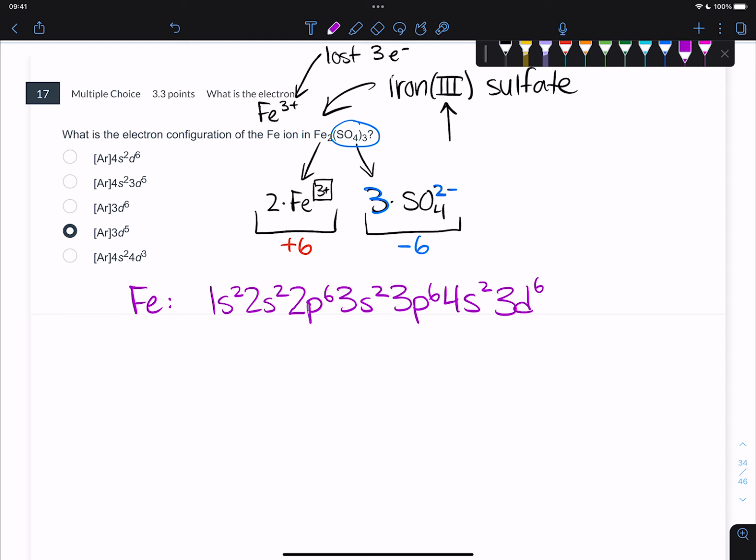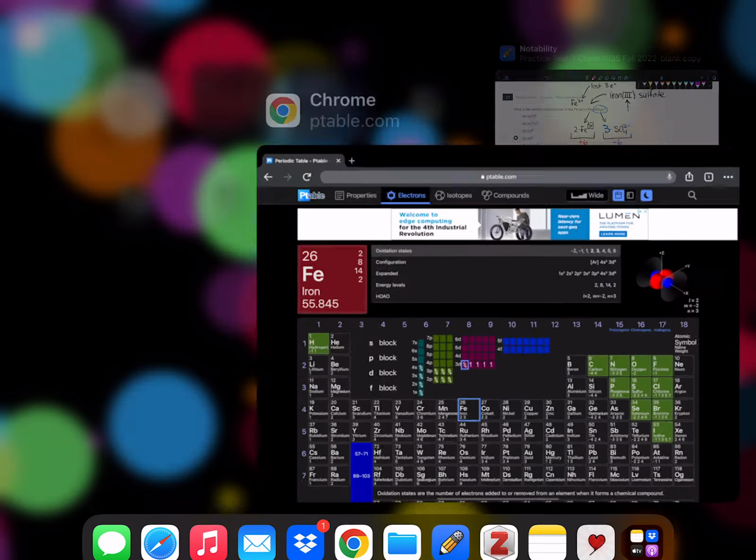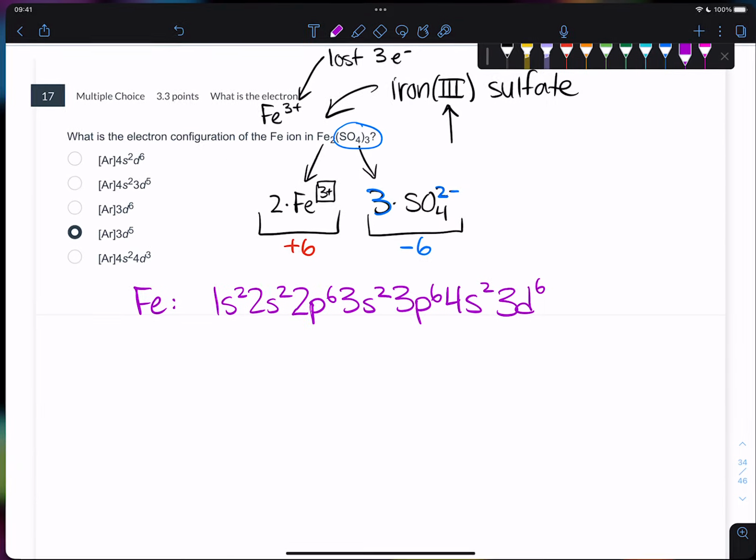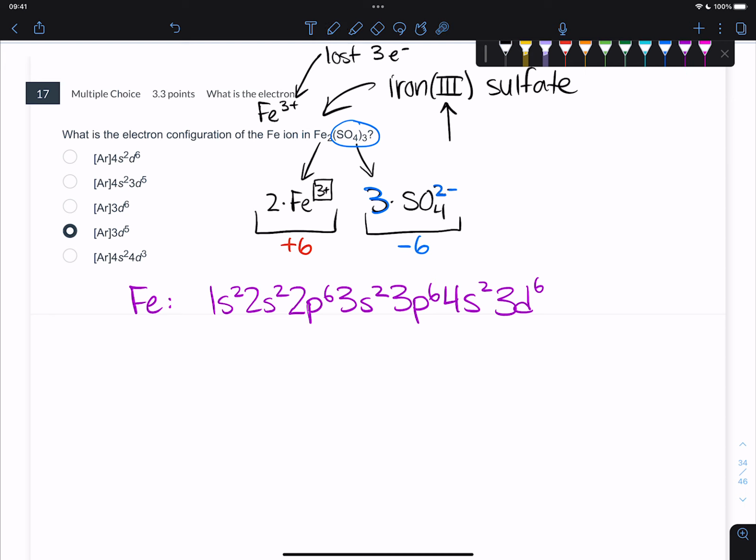That's what iron is when it's neutral, because it's going to have the same number of protons as electrons. So we have our 26, I believe it's 26. Yeah, we have 26 protons, therefore it'd be 26 electrons when it's neutral. But we just said that this iron here is not neutral. It has lost 3 electrons.